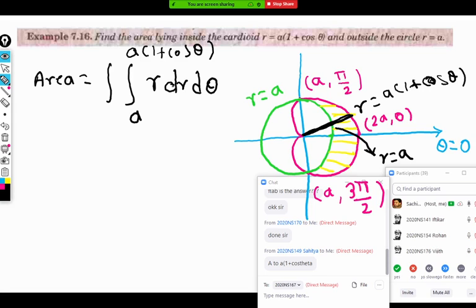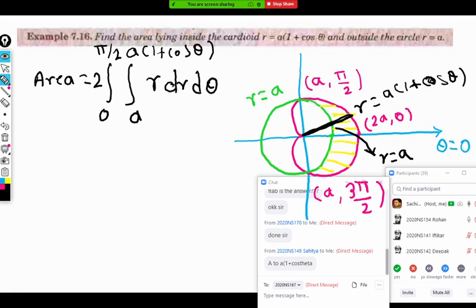Sir, 3 pi by 2 to pi by 2. We have to multiply it by 2. You will observe the region is symmetric, and by the symmetry we can take it as 2 times 0 to pi by 2. Whatever region exists in the first quadrant, exactly the same area is there in the fourth quadrant, so we take 2 times 0 to pi by 2.